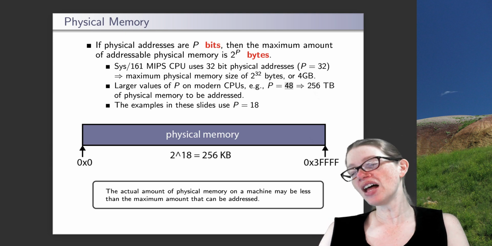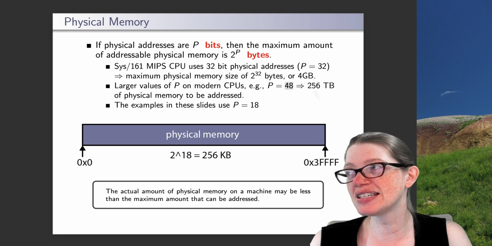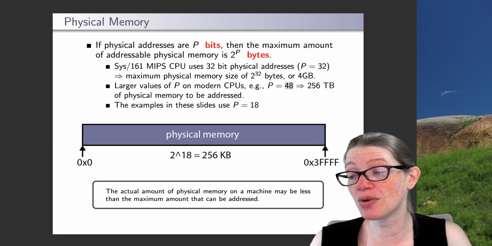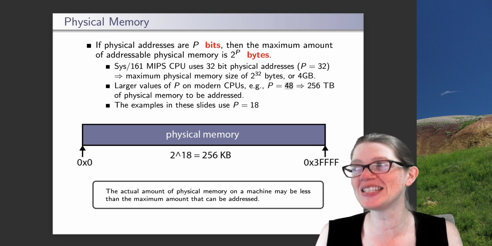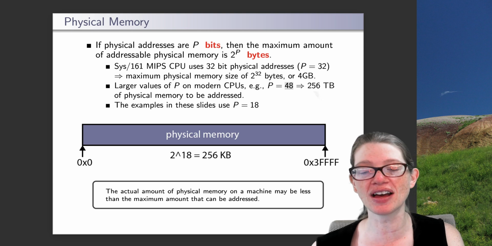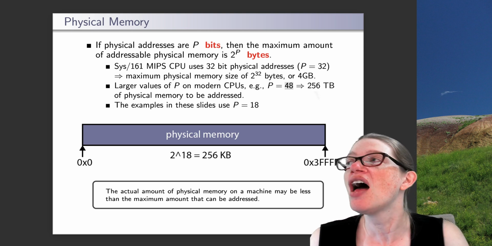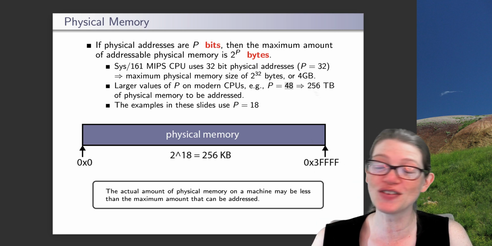Now, in our slides, we're not going to use numbers this big for p, simply because we need a small enough size of physical memory that we can actually fit our example on the slides. So for the purposes of these slides, our p value is 18, which means we have access to 256 kilobytes of physical memory.